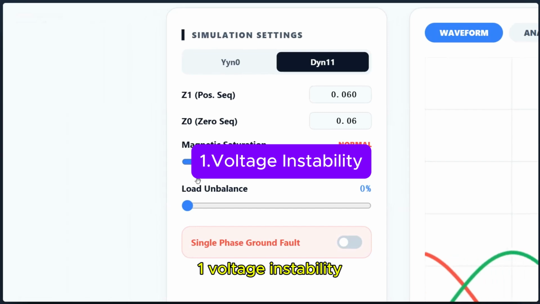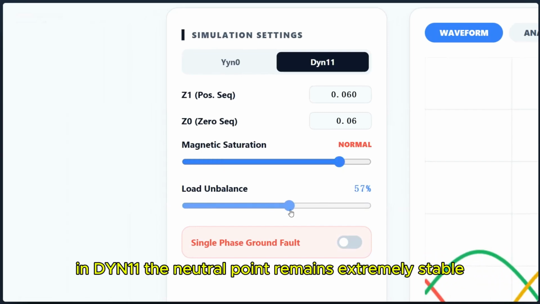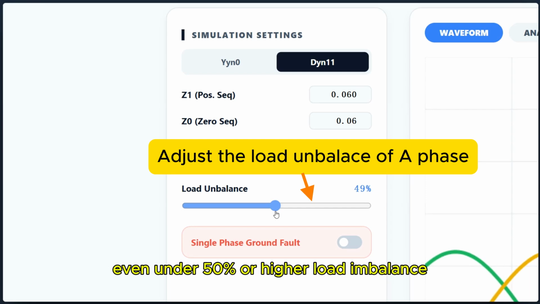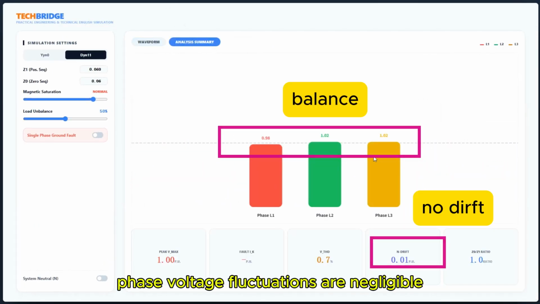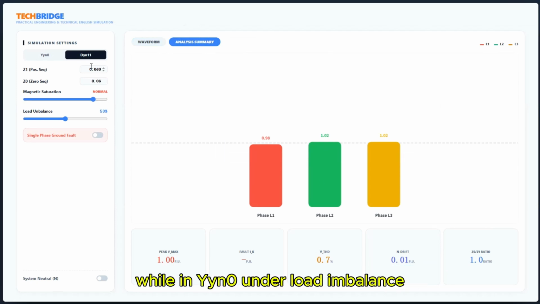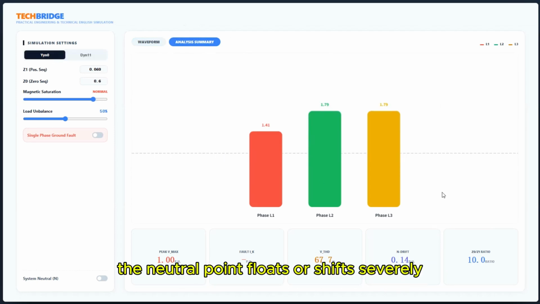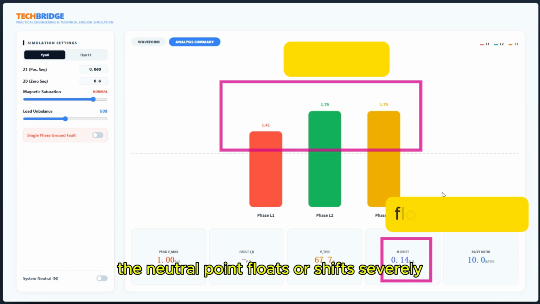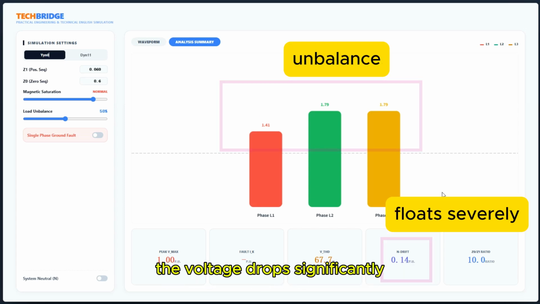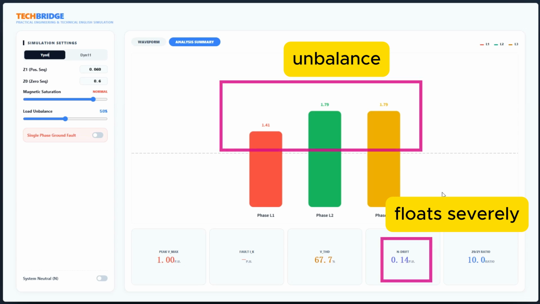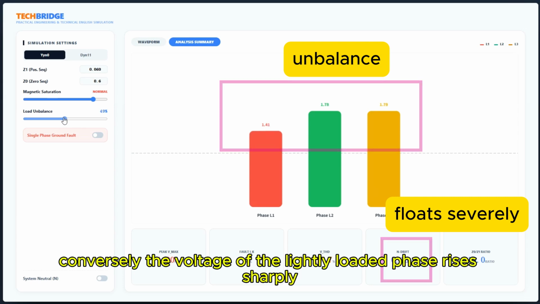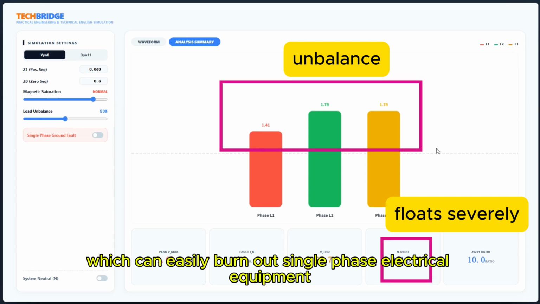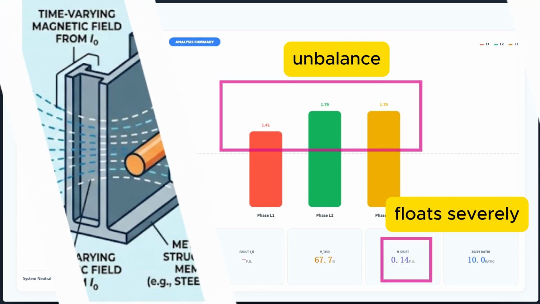1. Voltage instability. In Dyn11, the neutral point remains extremely stable even under 50% or higher load imbalance. Phase voltage fluctuations are negligible. While in Yyn0, under load imbalance, the neutral point floats or shifts severely. For the heavily loaded phase, the voltage drops significantly, resulting in dimming lights and insufficient motor torque. Conversely, the voltage of the lightly loaded phase rises sharply, which can easily burn out single-phase electrical equipment.